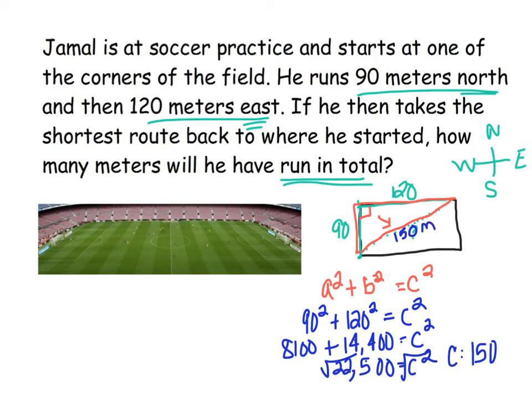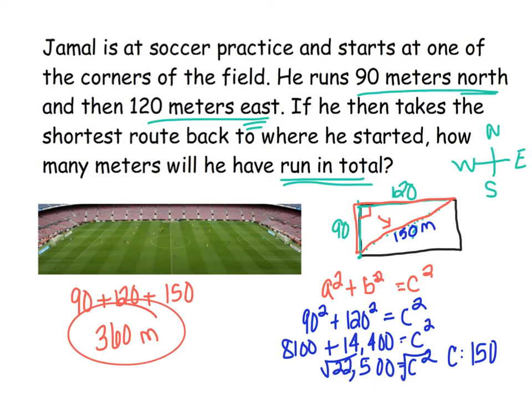That's going to be shorter than going all the way back across and all the way down. I want the total distance he runs. So first he runs 90 north, then add to that 120 east, then add 150 back to his starting point, and I get 360 meters he's run in total.